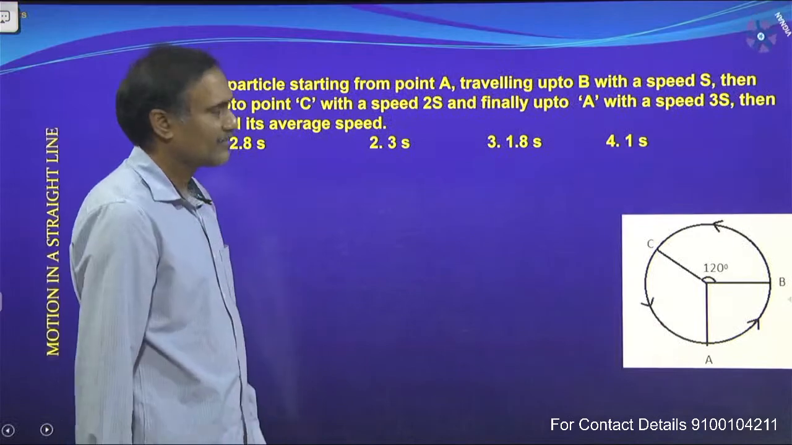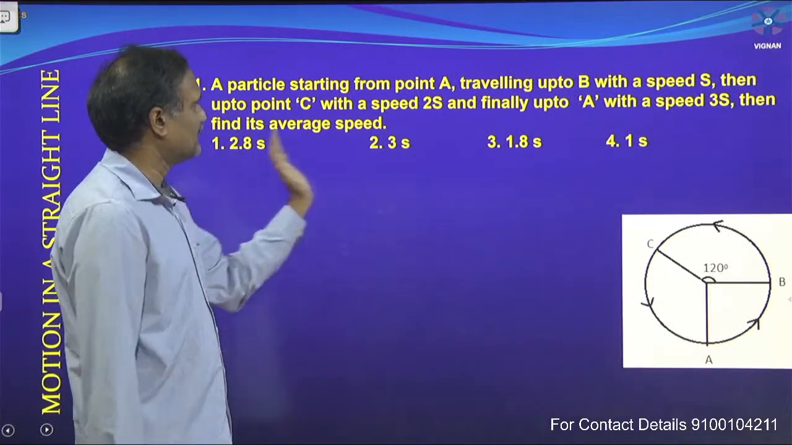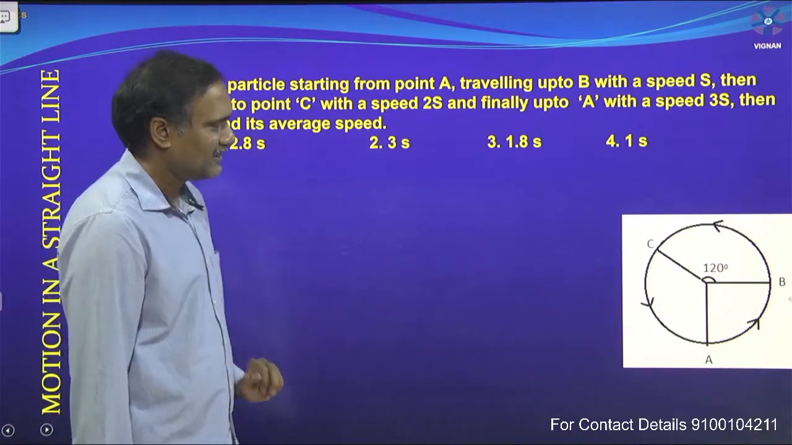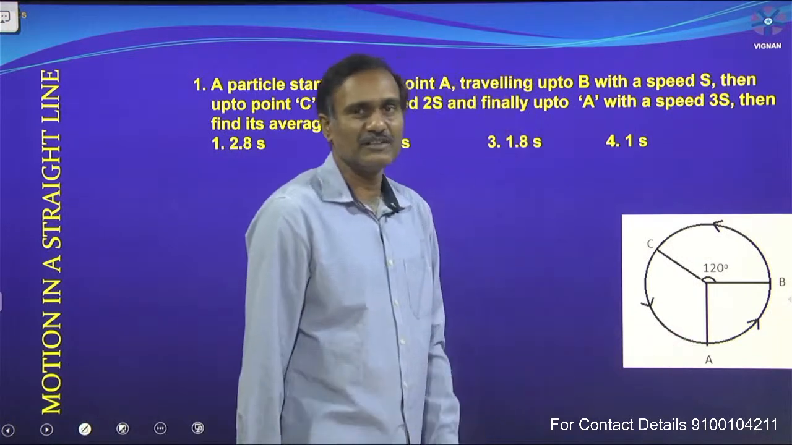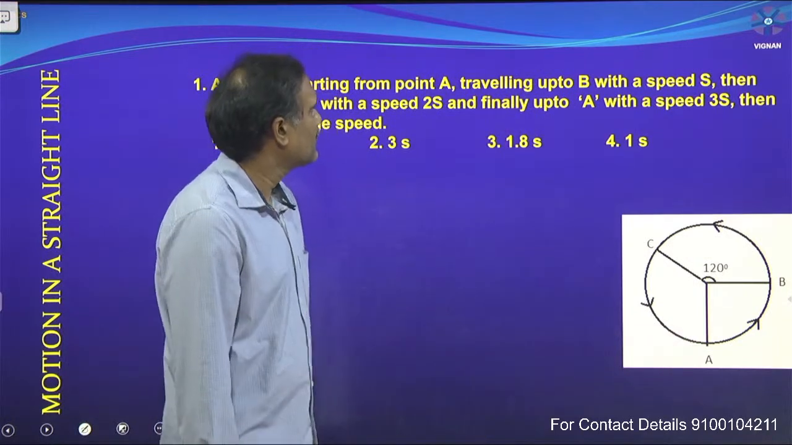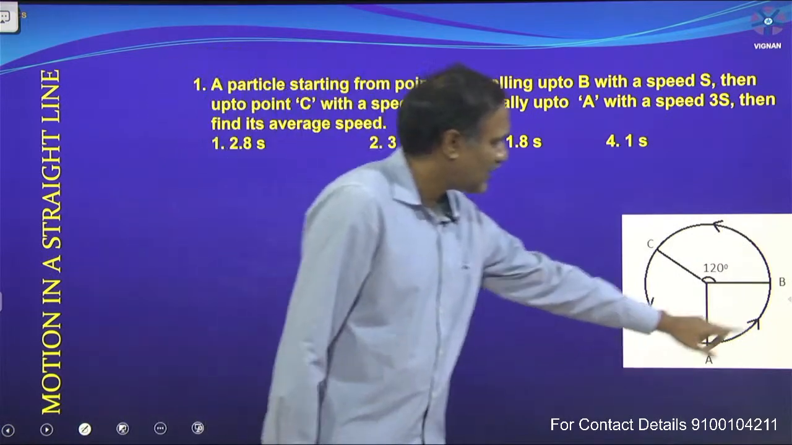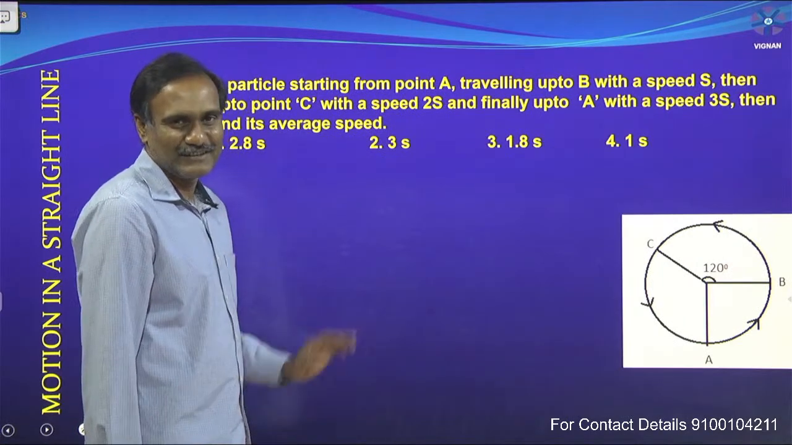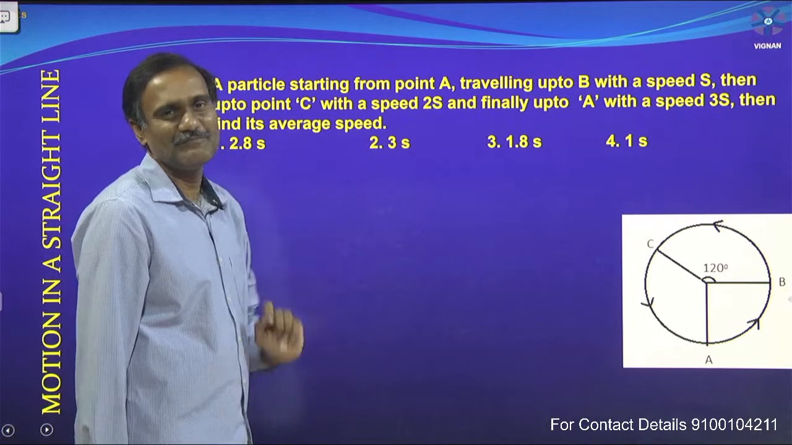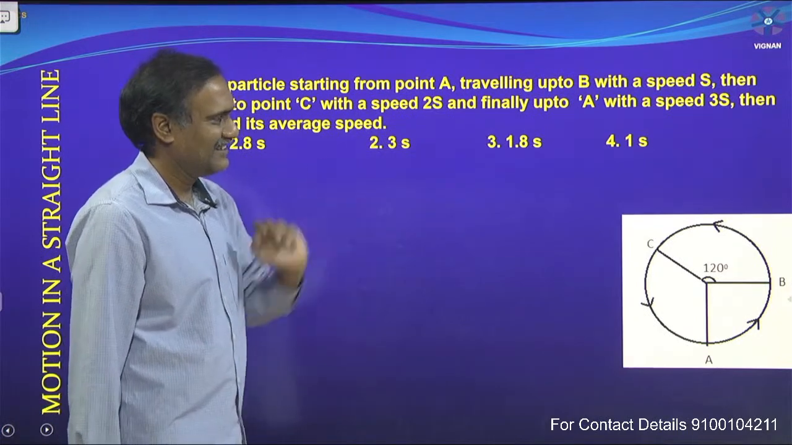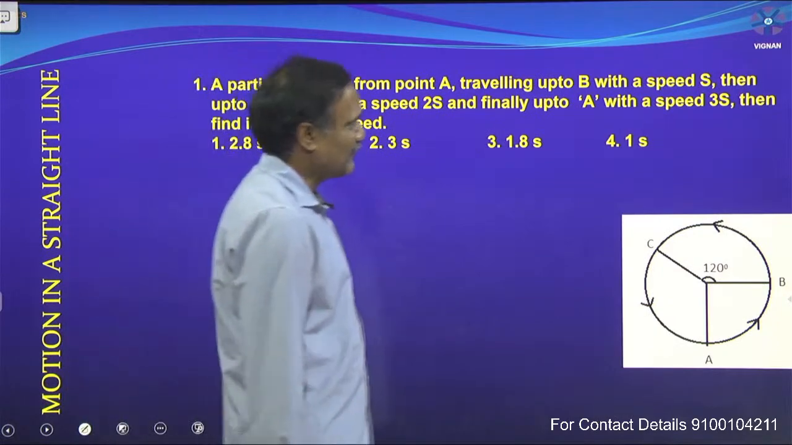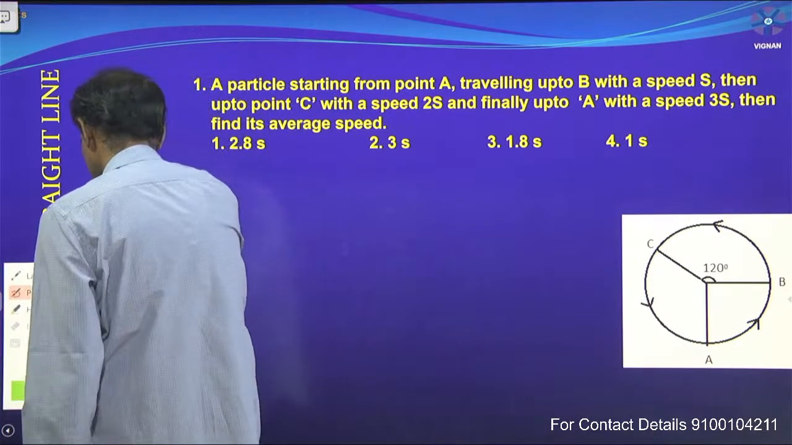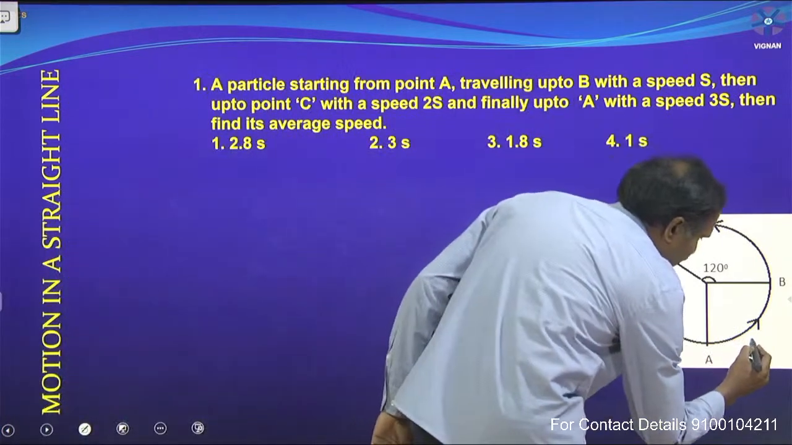Next one. You will observe this application here. A particle starting from point A. Observe this diagram. It starts at point A, traveling up to B, with speed S. Here speed is in terms of S, not V. Remember that it is given in terms of S. From A to B, its speed is S.